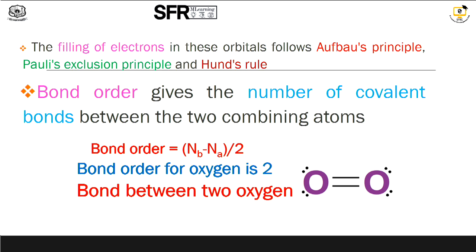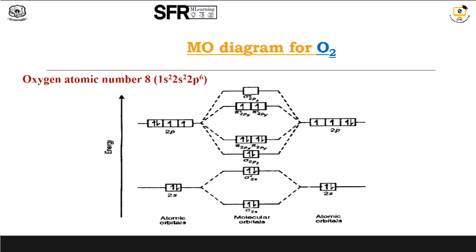In addition to that, we have discussed the magnetic character. Here, two unpaired electrons are present in the pi star 2px and pi star 2py orbitals. Due to the presence of these two unpaired electrons in the oxygen molecule, it has paramagnetic character.